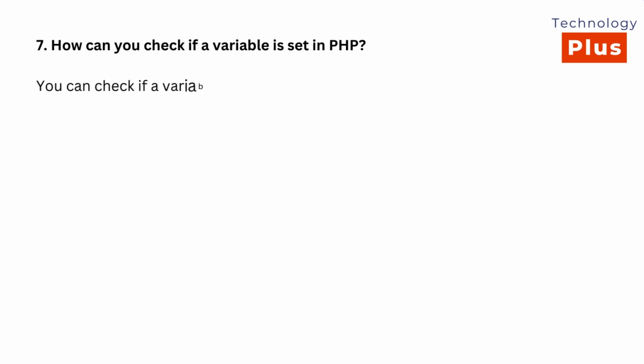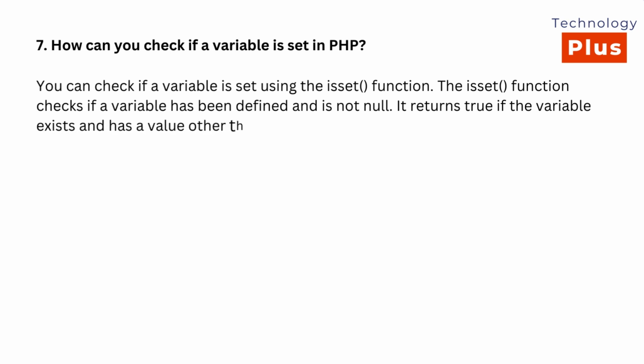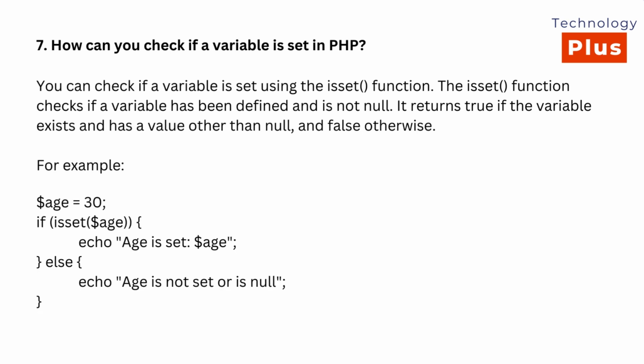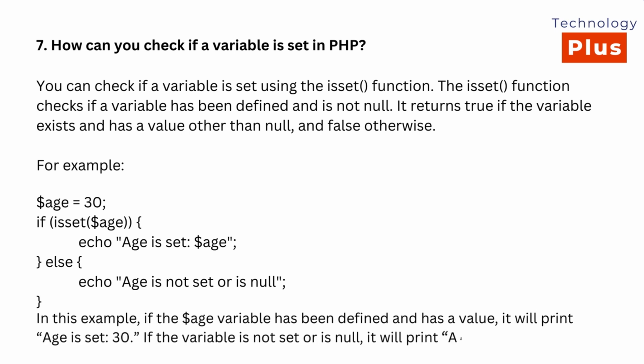How can you check if a variable is set in PHP? You can check if a variable is set using the isset function. The isset function checks if a variable has been defined and is not null. It returns true if the variable exists and has a value other than null, and false otherwise. For example, in this example, if the age variable has been defined and has a value, it will print age is set, 30. If the variable is not set or is null, it will print age is not set or is null.